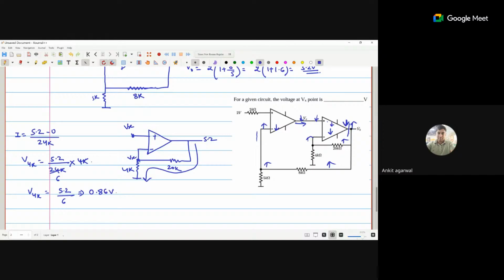Okay, so Vx is Vf4k, which is nothing but Vx. And that Vx is equal to this one, because under the virtual ground condition we are assuming that the positive terminal voltage is equal to the negative terminal voltage. Both are equal to Vx, which is equal to 0.86.